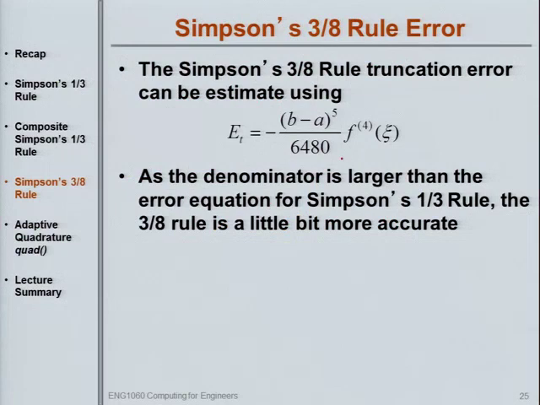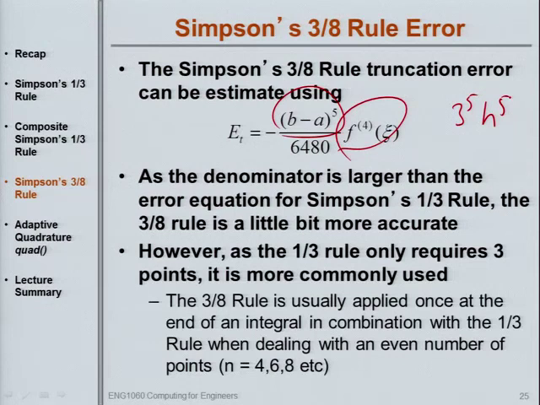So the error, again, looks like a fourth derivative term plus an h. That's equivalent to 32. Actually, it's not going to be 32 now. It's going to be 3 to the power 5 times h to the 5th, this term here. As I said, it's a little bit more accurate, but not really worth the extra effort. Okay, and again, you would only use it if you had to do it because you had an even number of points.